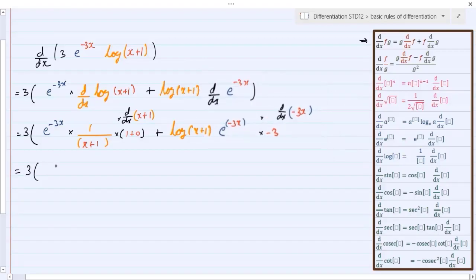So 3 within the bracket e raised to minus 3x upon x plus 1 minus 3 log x plus 1 into e raised to minus 3x. If you want, you can take e raised to minus 3x common. After taking e raised to minus 3x common, you will get 3 1 upon x plus 1 minus 3 log x plus 1 into e raised to minus 3x as your final answer. Ta-da!